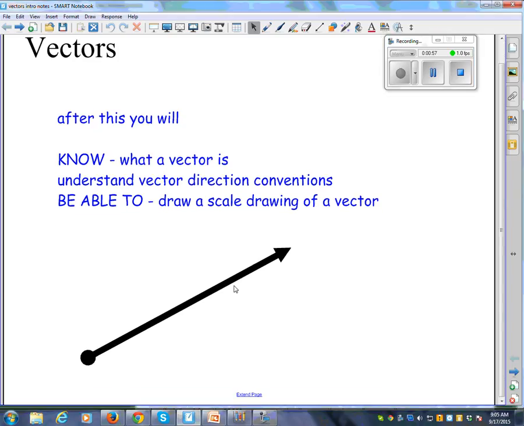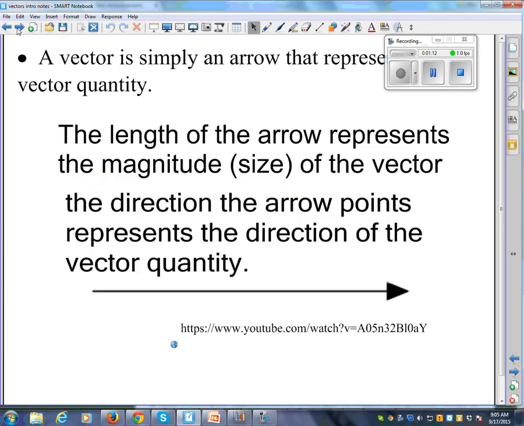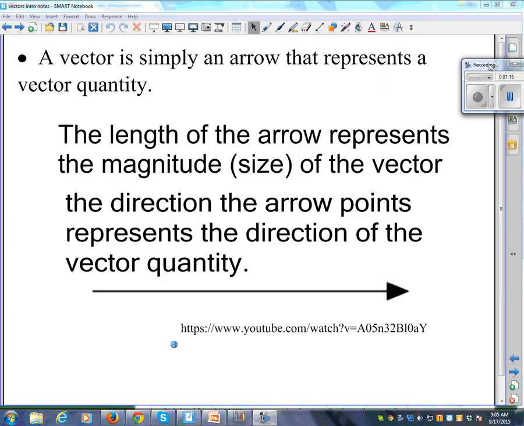That is a vector. What does it look like? Looks like an arrow, right? And in math, they call that a ray, I think, because it has an endpoint and a thing at the end. But that's basically what a vector is. It's an arrow. Okay? So, I think you've got to define it right there. A vector is simply an arrow that represents a vector quantity.